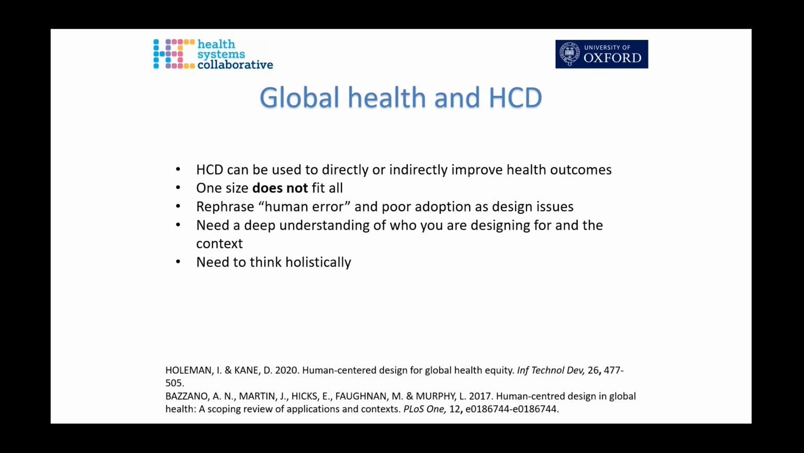So in the next couple of slides, I'll just talk about global health and human-centered design and how they interact. So human-centered design can be used to directly or indirectly improve health outcomes. The direct version is designing a health system, or the indirect version could be improving the management or organizational issues within the system. One size does not fit all in human-centered design. So if something has been implemented in a similar setting, you can't just copy paste it into your new setting. You really need to take into account context when you're designing.